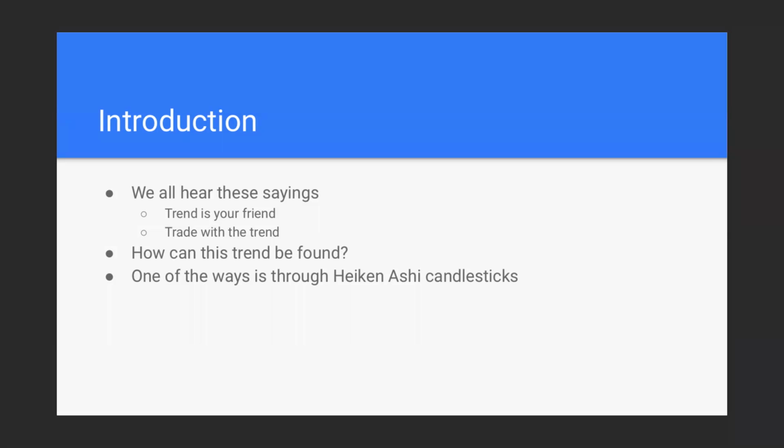Yeah. So one of the best ways to identify and to stay in the trend is through the Heiken Ashi candlestick. In the next few slides, we'll be seeing how we can identify these trends. And finally, we'll look at some live examples of how it works.